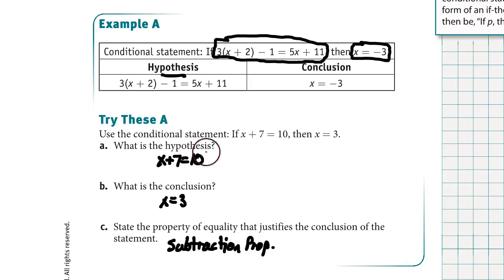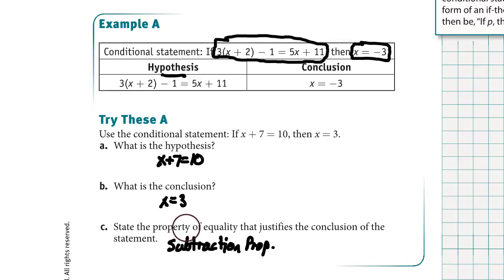Question A, what is the hypothesis? So the part of the sentence with the word if is x + 7 is equal to 10. Question B, what is the conclusion? That's the part of the sentence with the word then, and that's x equals 3. What we're saying is, if we have x + 7 equals 10, then we can conclude that the value of x is equal to 3. And that's called solving that equation.